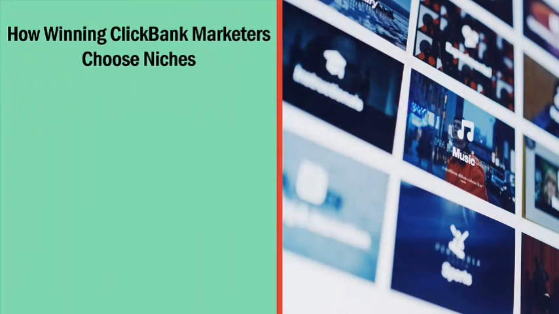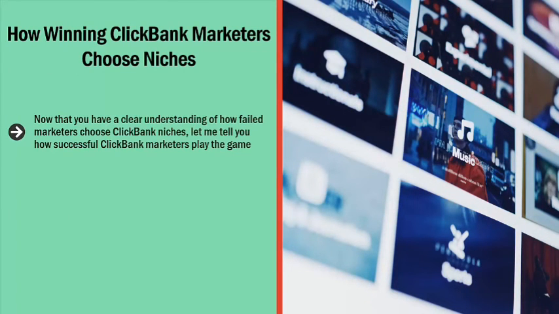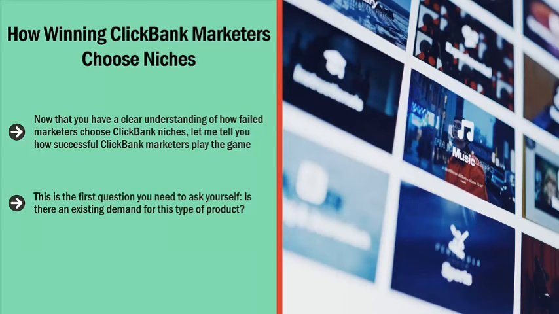How winning ClickBank marketers choose niches. Now that you have a clear understanding of how failed marketers choose ClickBank niches, let me tell you how successful ClickBank marketers play the game. First, they find traffic. This is very important. You must determine whether a niche has demand or not. This is the first question you need to ask yourself. Is there an existing demand for this type of product? Put it another way. Do the problems that these products solve get enough interest on the internet? Are people willing to buy solutions to these problems?